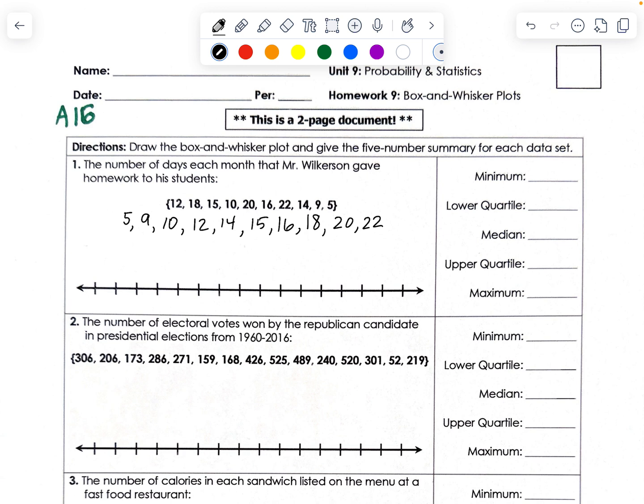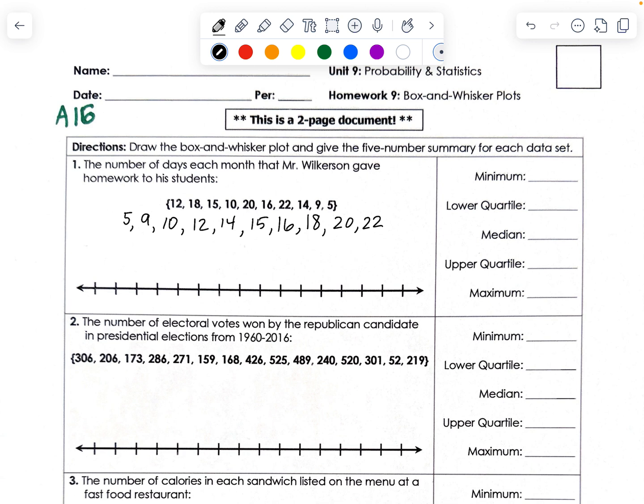So we are going to go over a couple of questions from the homework today. I'm going to do one of the ones where you actually have to draw the box and whisker plot, and then I'm also going to do one where they already have the box and whisker plot drawn for you and you have to pull the information from it.